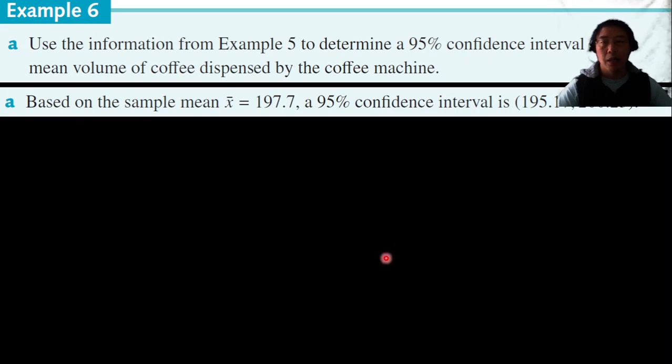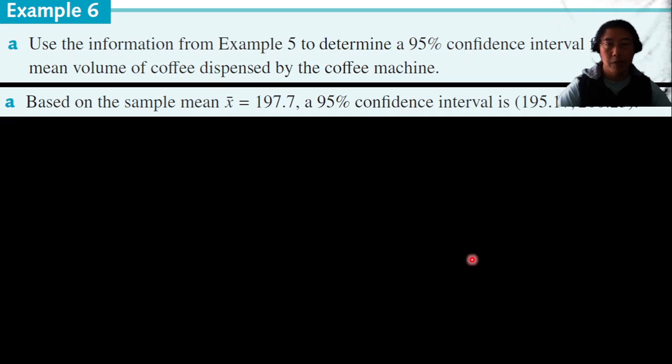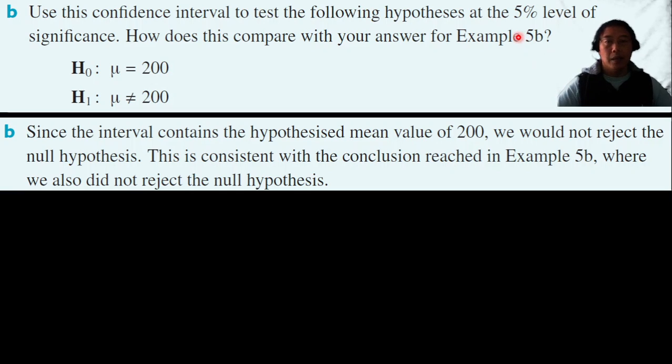All right, so we use a sample mean and a 95% confidence interval, so we substitute the values. Remember, we just use that formula. Okay, so we get the confidence interval. Now how does it compare? Well, since the interval contained the hypothesized mean value of 200, we will not reject the null hypothesis. So it's the same kind of conclusion that we get from 5b.